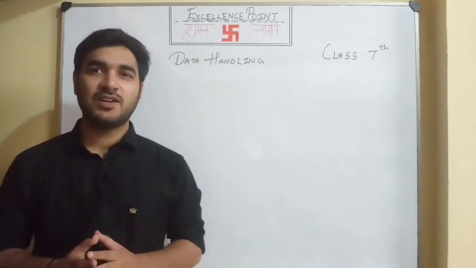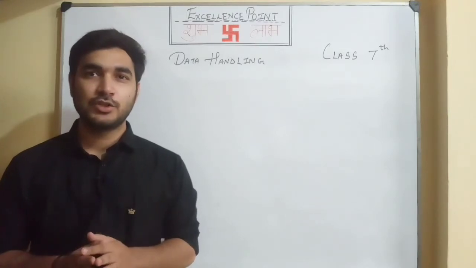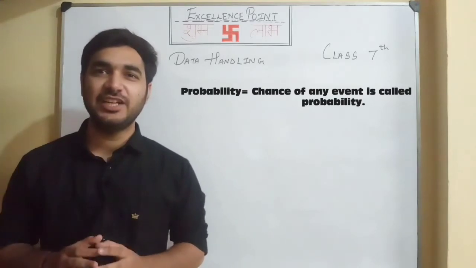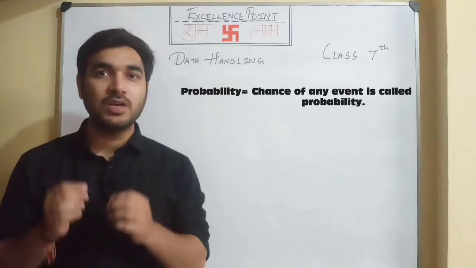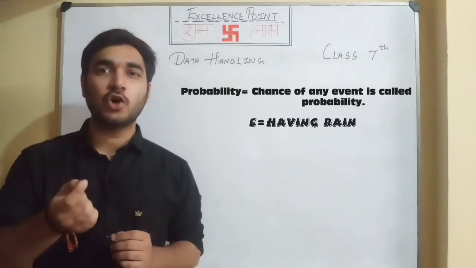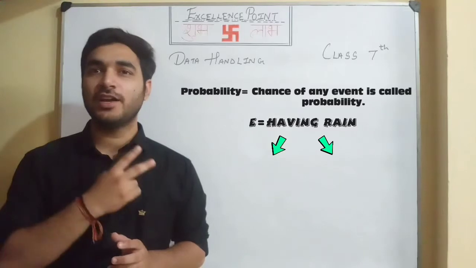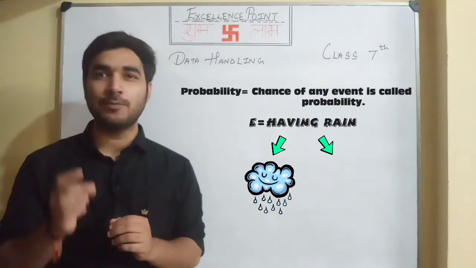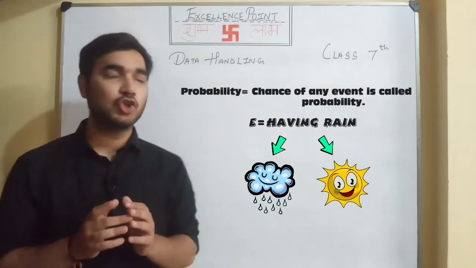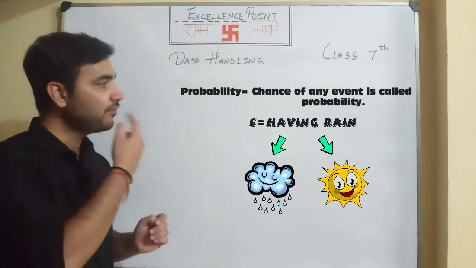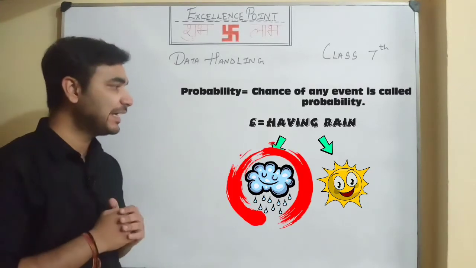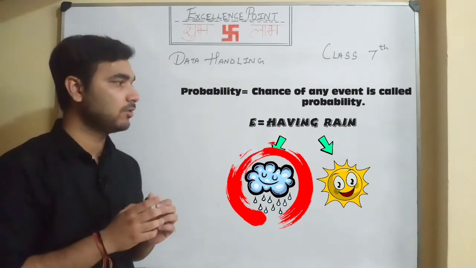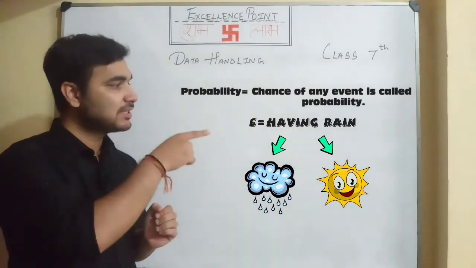Students, first of all I will start with the basic concept of what probability is. Probability is the chance of any event. Then what are we talking about as an event? Suppose we are talking about the event of getting rain. So we have two chances over here. First, it's a possibility that it may rain, and second, it may be a sunny day. If I am talking about the favorable outcome, it's getting rain, but the total possible outcomes are two, that is getting rain and a sunny day.